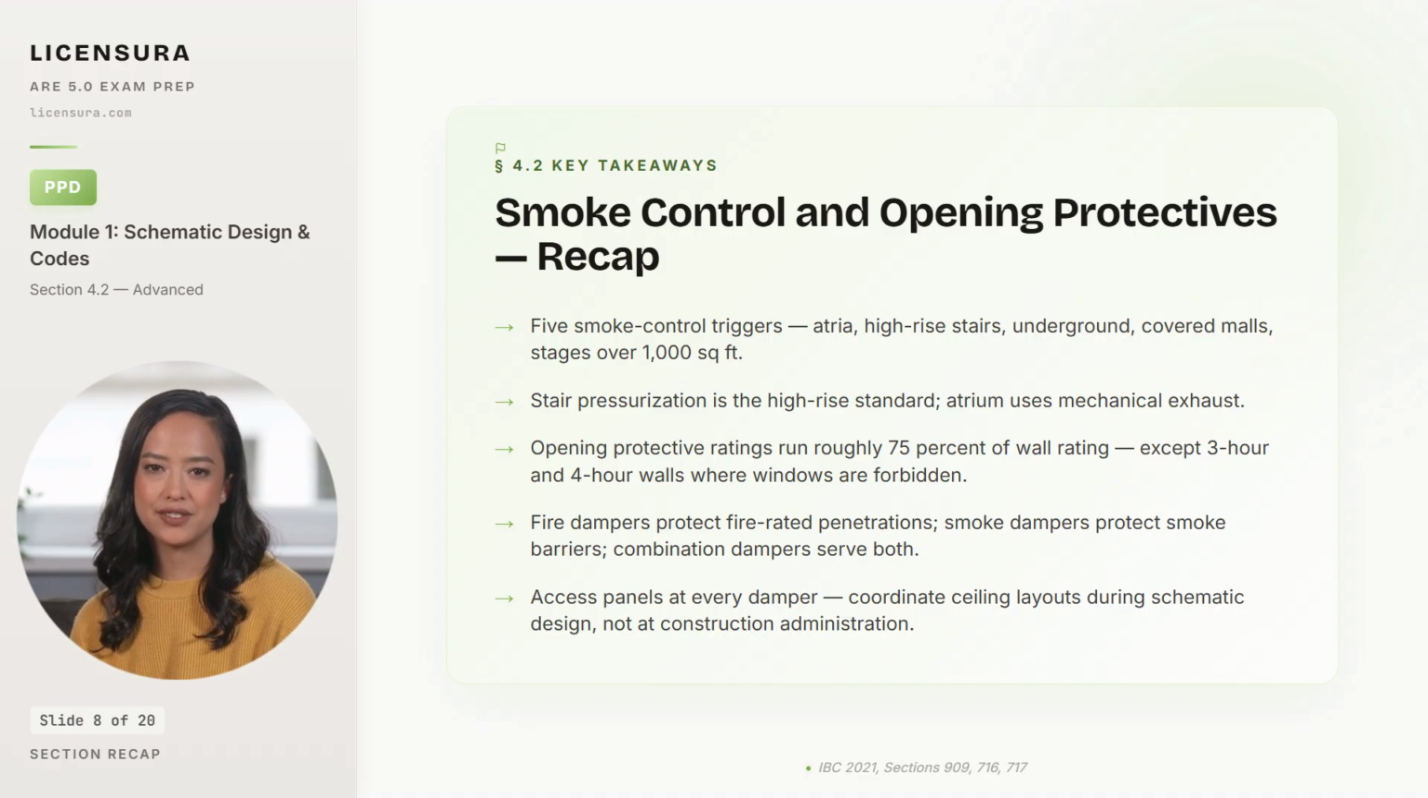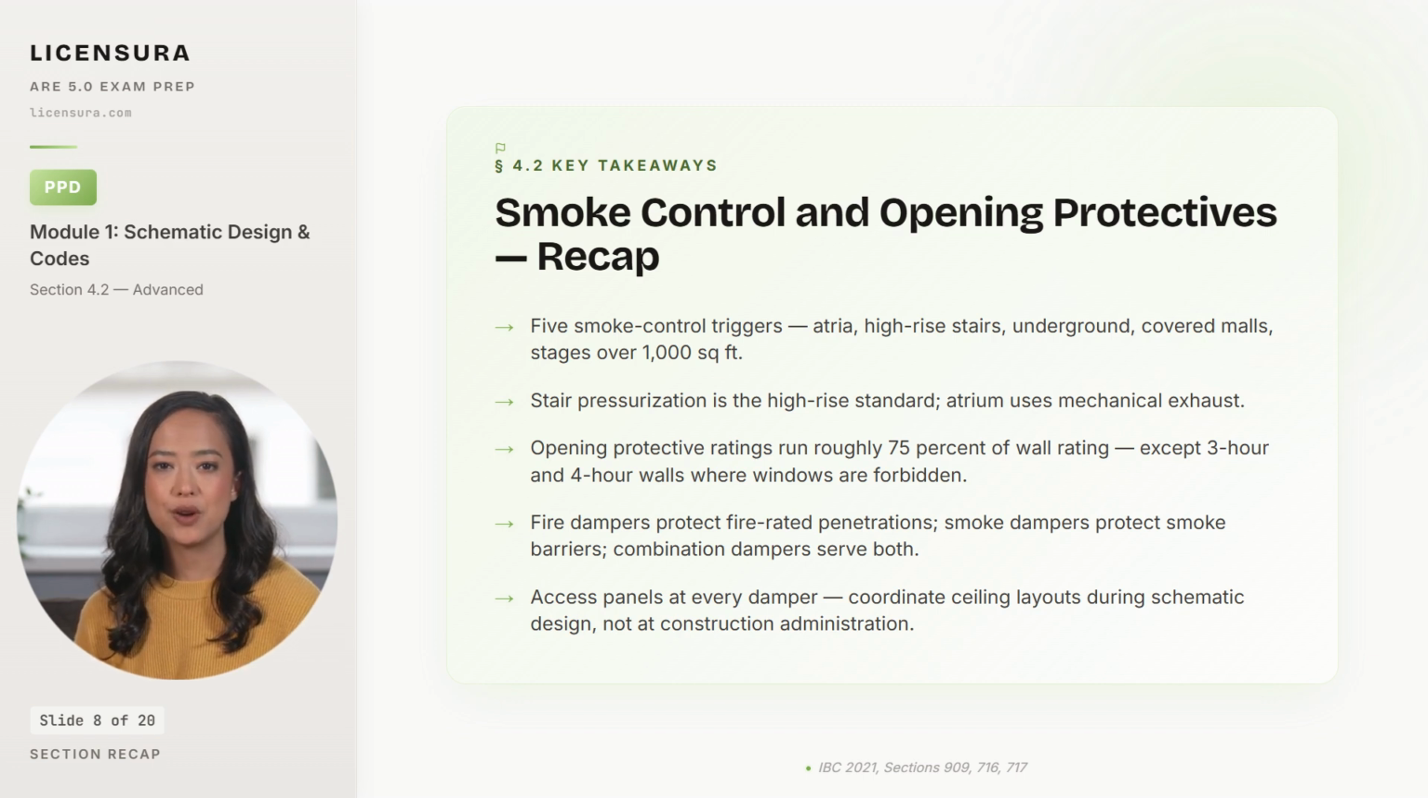Fourth, damper specification follows the assembly the duct crosses. Fire dampers for fire-rated assemblies, smoke dampers for smoke barriers, combination dampers when the assembly carries both ratings. And fifth, every damper needs an access panel, which means coordinating ceilings and MEP during schematic design, rather than discovering the conflict during construction administration.